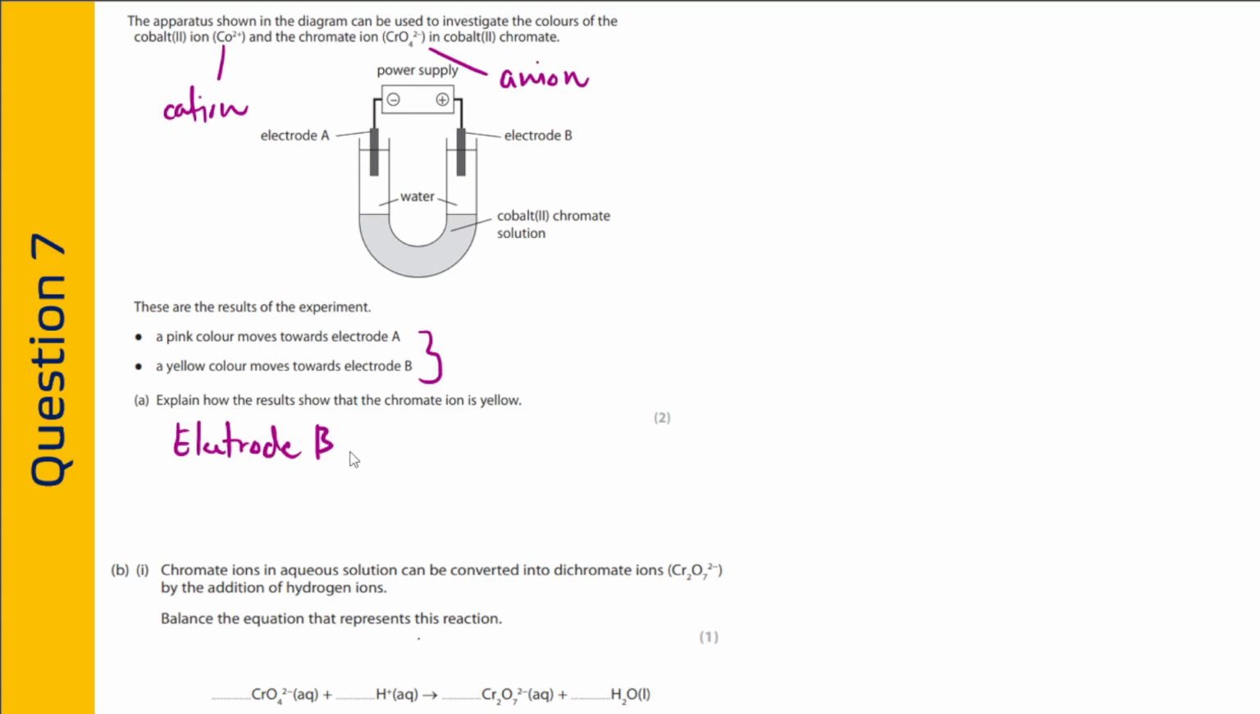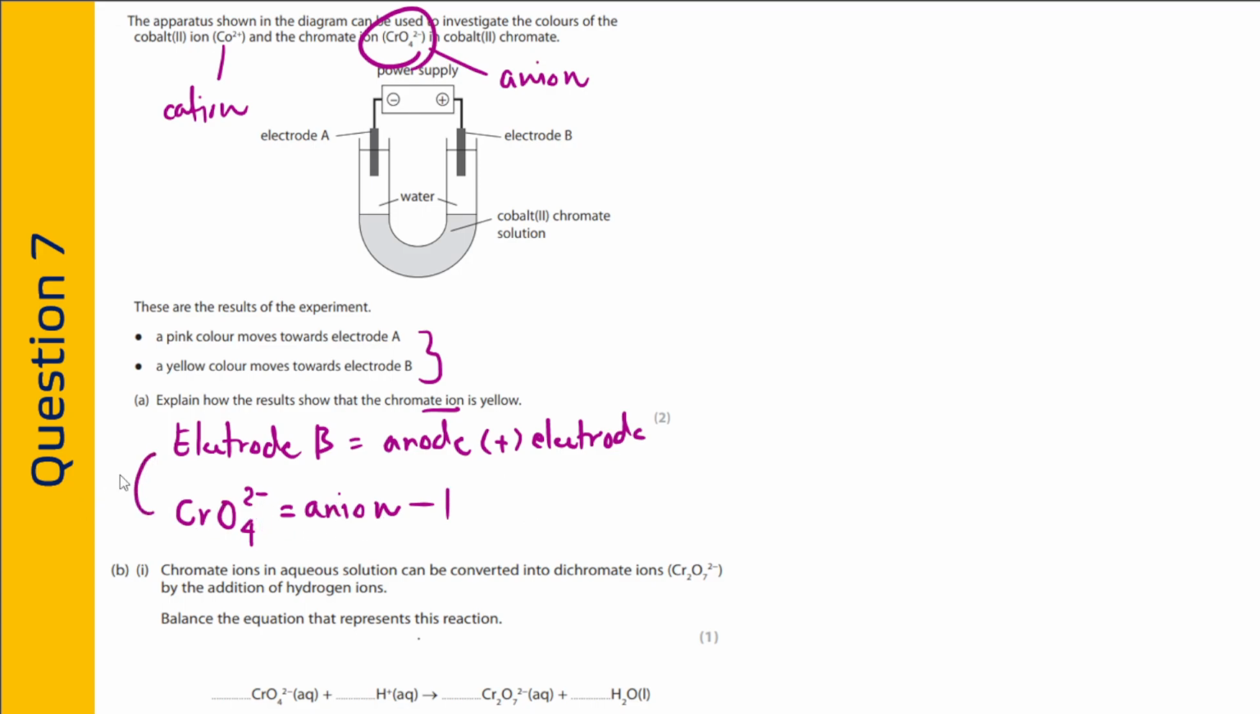So electrode B is the anode, which is our positive electrode. So what should be attracted towards it? CrO4 2- should be attracted, which is the chromate ion. Since it is an anion, it will be attracted towards electrode B, and they say that yellow color moves towards electrode B. So that's how you get 2 marks. Mention that it is an anion for 1 mark, and then mention that the anion, CrO4 2-, is going to be attracted towards electrode B. From here you get another mark, so just 2 marks.